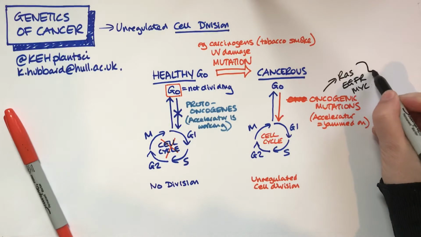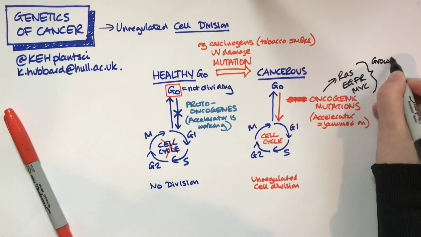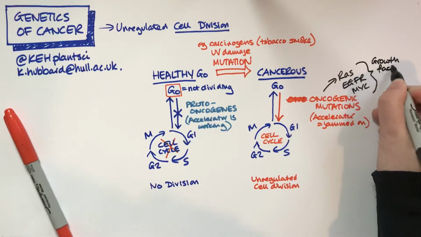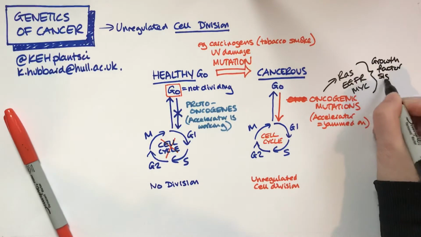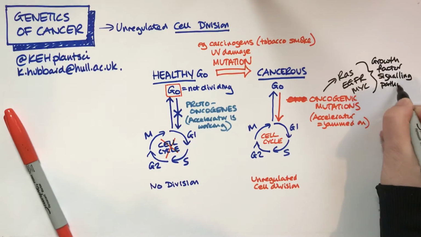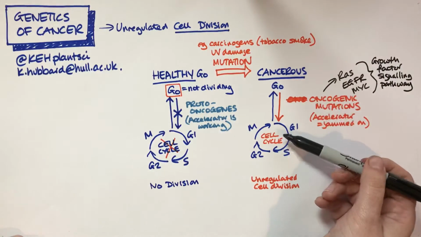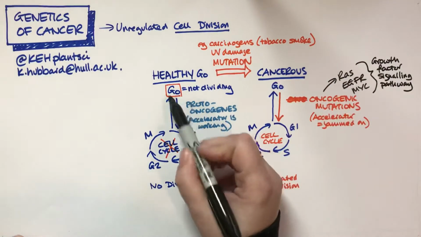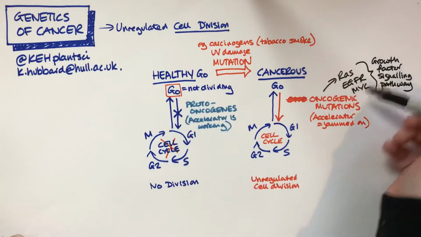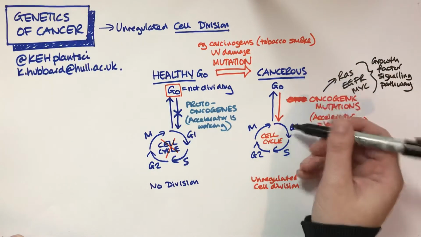These are all genes that are in the growth factor signaling pathway. There's another video on how that pathway works. But there is a pathway to get you from G0 into G1, which is usually switched off. Usually you want to stay in G0. But if that pathway gets mutated, then we go from G0 into G1.